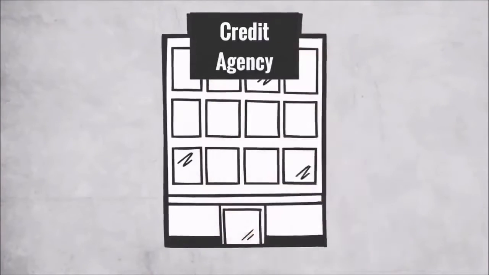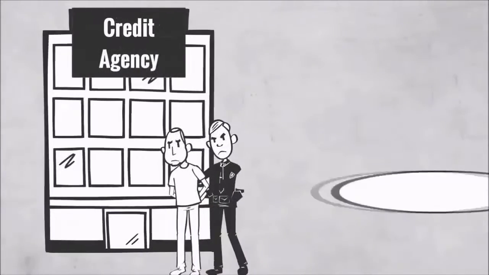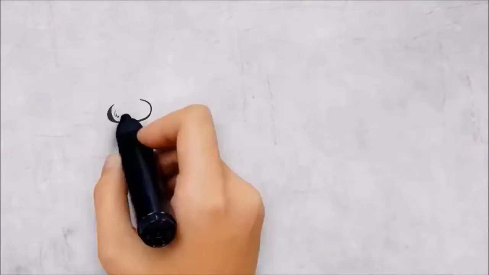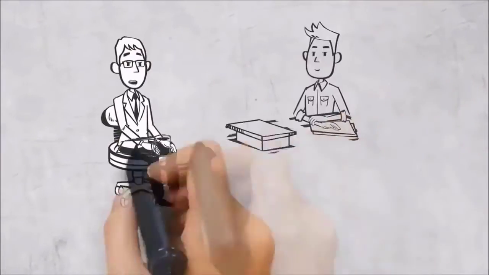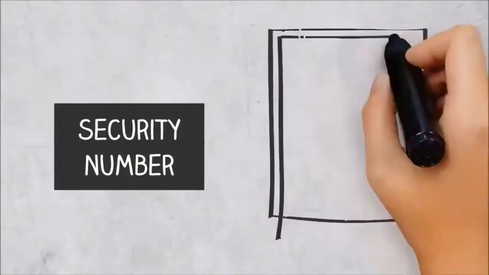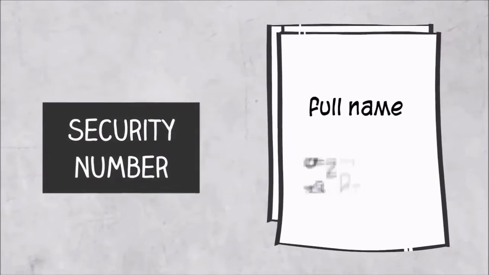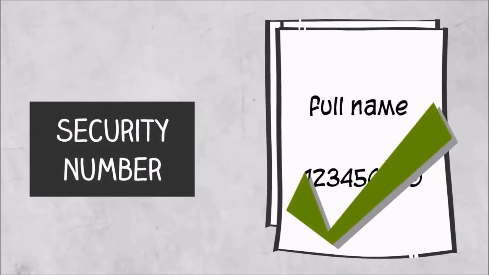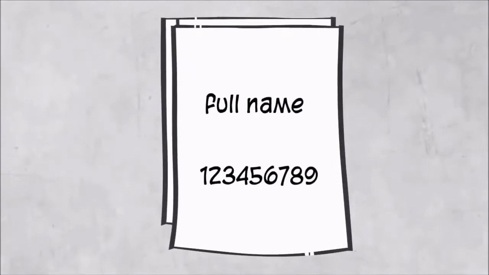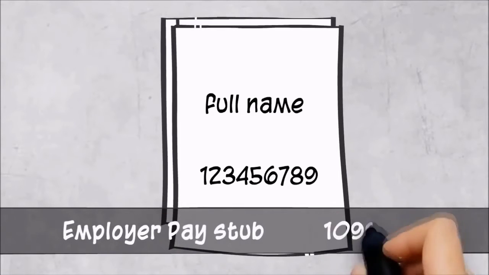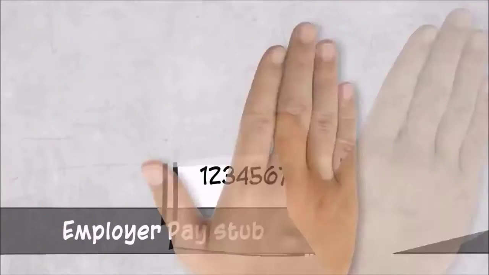The credit agencies are looking to prevent identity theft, as they're going to be supplying you with personal and financial information. To accomplish this, they are going to be asking for proof of your Social Security number and current residence. Social Security verification must include your full name and all 9 digits of your Social Security number. Acceptable Social Security documents are a copy of your Social Security card, an employer pay stub, or a tax form, such as a 1099 or W-2.